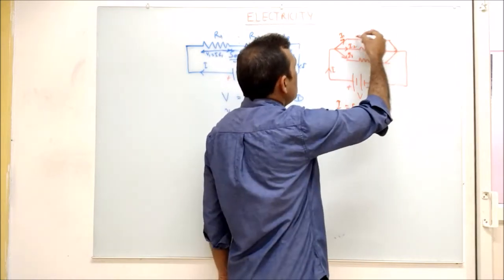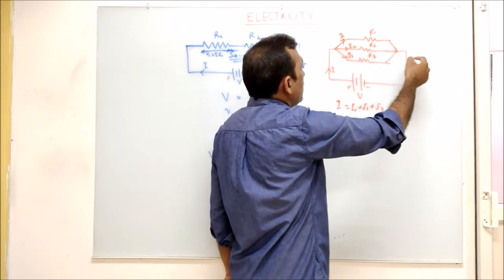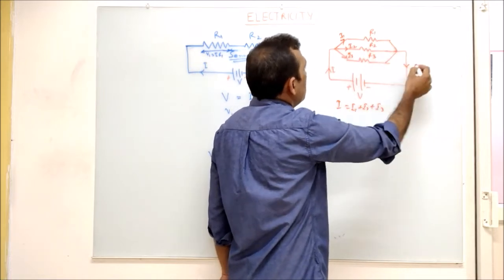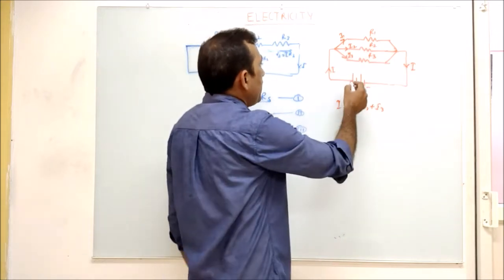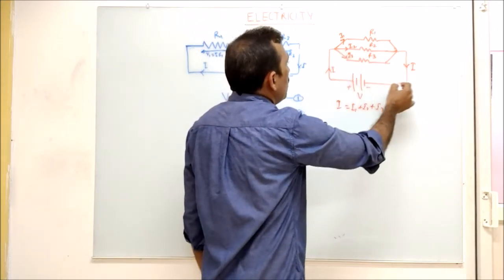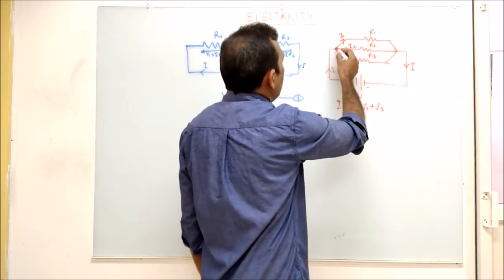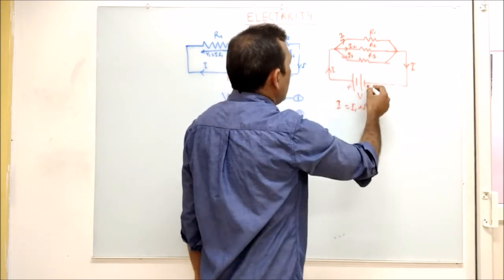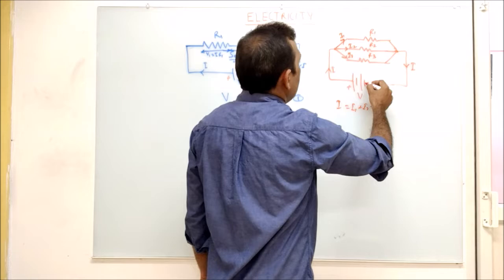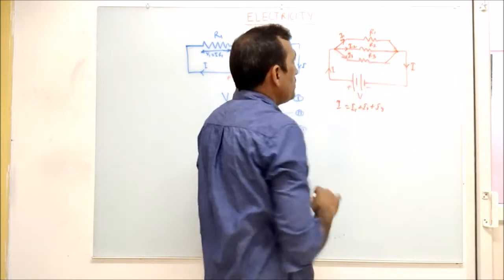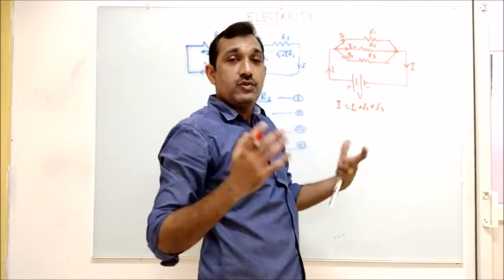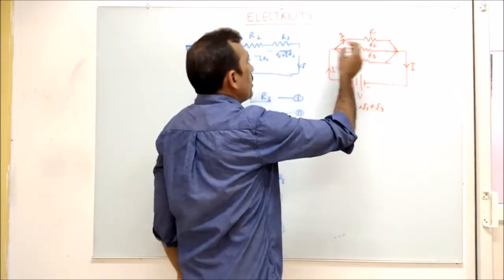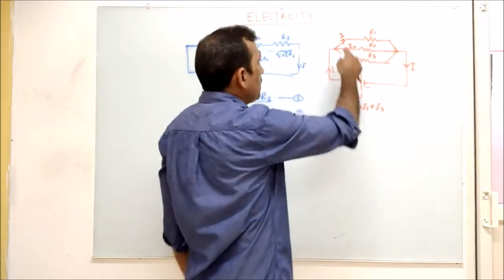Now this current I1, I2, I3 again gets combined, so it will again become I. Now because we are saying there is no loss here, the voltage at this point and the potential difference at this point is going to be the same. So that means the potential difference across R1, R2, R3 is going to be the same. So the potential difference is the same, but the current is different.